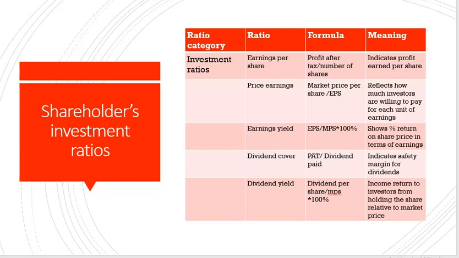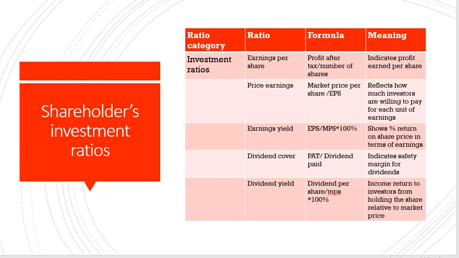So let's start with earnings per share. This one is calculated as profit after tax over number of shares. Or some books will say profit attributable to ordinary shareholders over number of shares. So the ratio shows how much profit is earned per share.